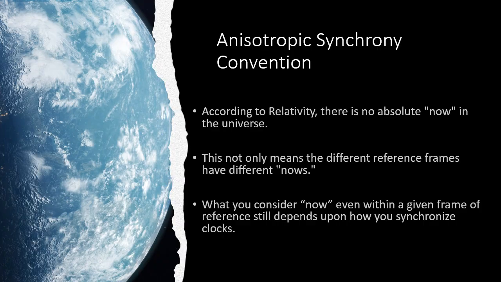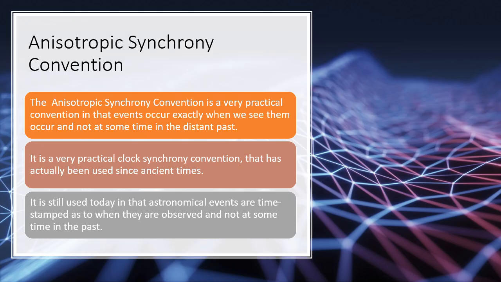So, we need to remember that according to relativity, there is no absolute now in the universe. This not only means that different reference frames have different nows, but what you consider now, even within a given frame of reference, still depends upon how you synchronize clocks. The anisotropic synchrony convention is a very practical convention in that events occur exactly when we see them occur and not at some time in the distant past. It is a very practical clock synchrony convention that has actually been used since ancient times. It is still used today in that astronomical events are timestamped as to when they are observed and not at some time in the past.